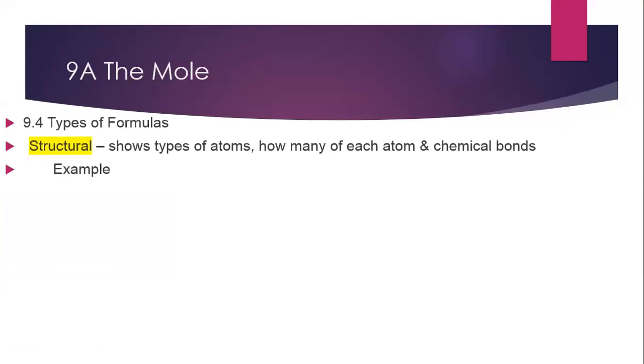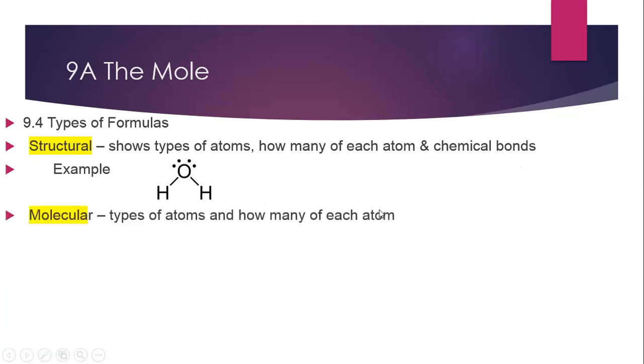Okay, so there's a structural formula. It shows types of atoms, how many of each atom, and the chemical bonds that are present. Think of a structure, like a building, where you actually see the bonds. So I can clearly see how many of each atom, 2 hydrogen, 1 oxygen, and I can see the chemical bonds, which are 2 single bonds in water. Okay, this is structural.